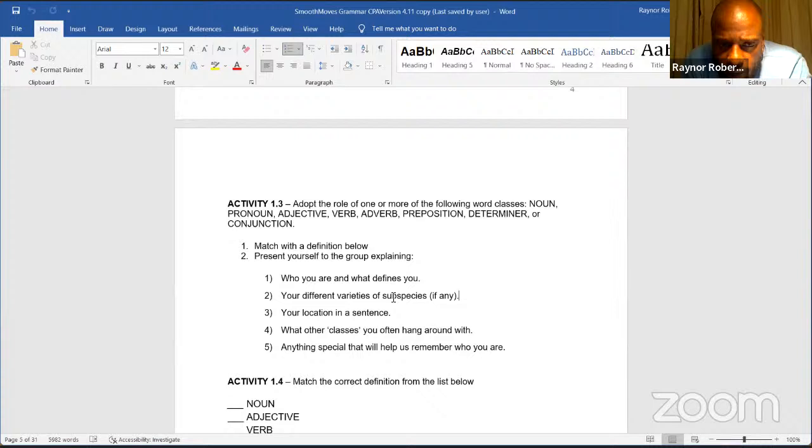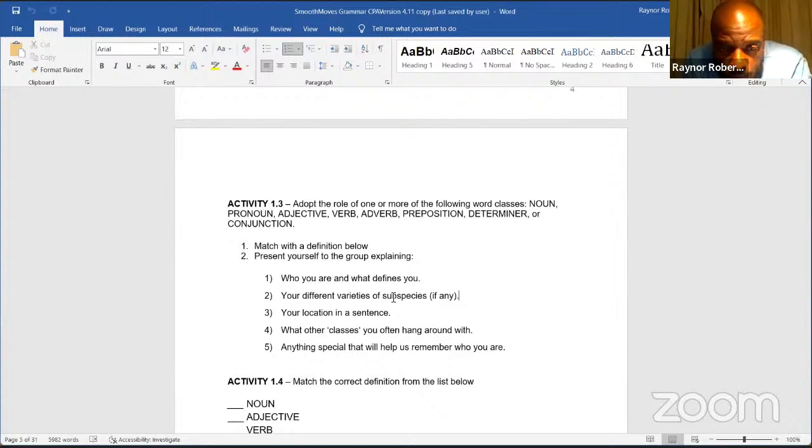Your different varieties of subspecies. Who would you go with here? I can still go with adjective. I would go with adjective, determiner maybe. I'm not sure what that is, but we're going. You said we'll look at it later. So, a determiner is a word that specifically denotes what's going on. It allows the person to see what is going on, like that book, right? The book, a book.